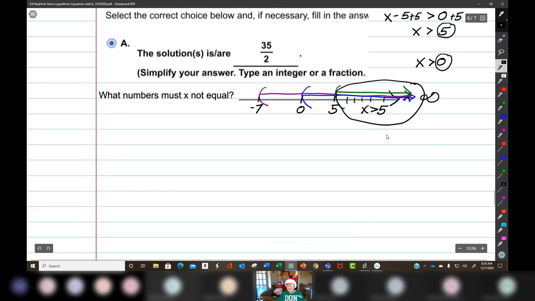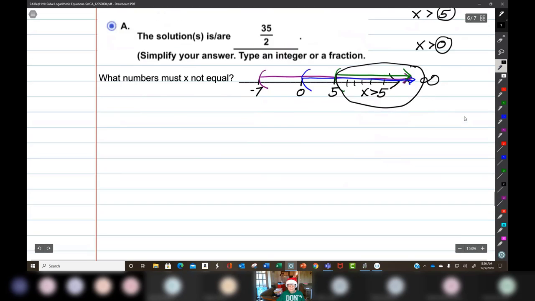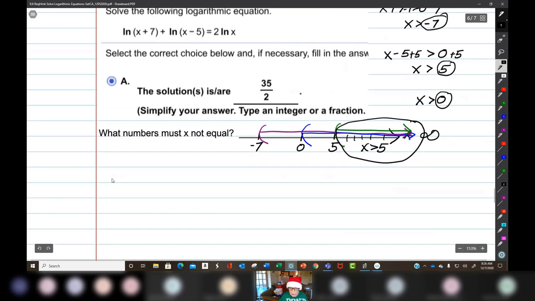So, now that we know what our answer has to be and what our answer cannot be, we're going to work on this. The ln of x plus 7 plus the ln of x minus 5 equals 2 times the ln of x. Better write it down first before I scroll up. So the ln of x plus 7 plus the ln of x minus 5 equals 2 times the ln of x.